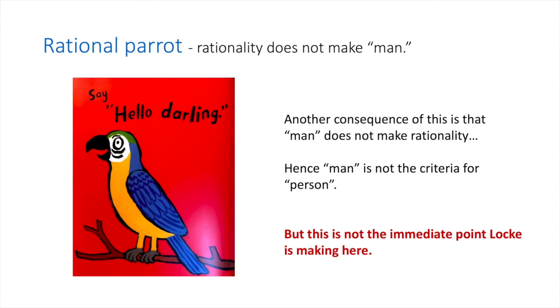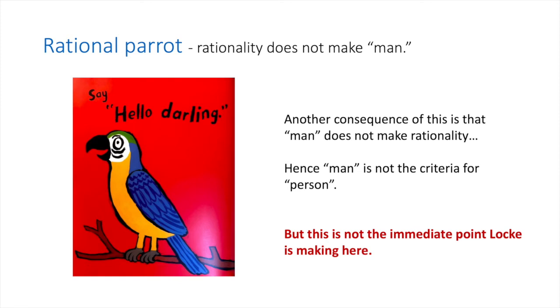The rational parrot. Basically, he uses this example, regardless of whether or not he believes there is a rational parrot. He uses this example to say that even if there was a parrot that had rationality, we would not talk about it as a man. We would simply say it is a rational parrot. So rationality does not make man.